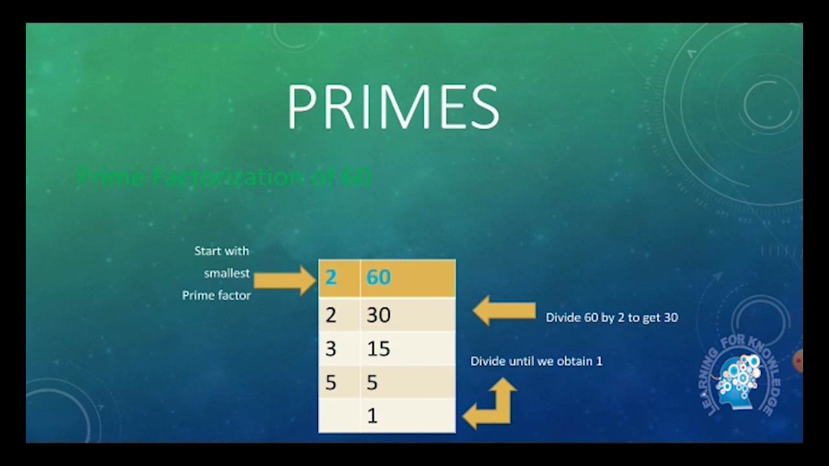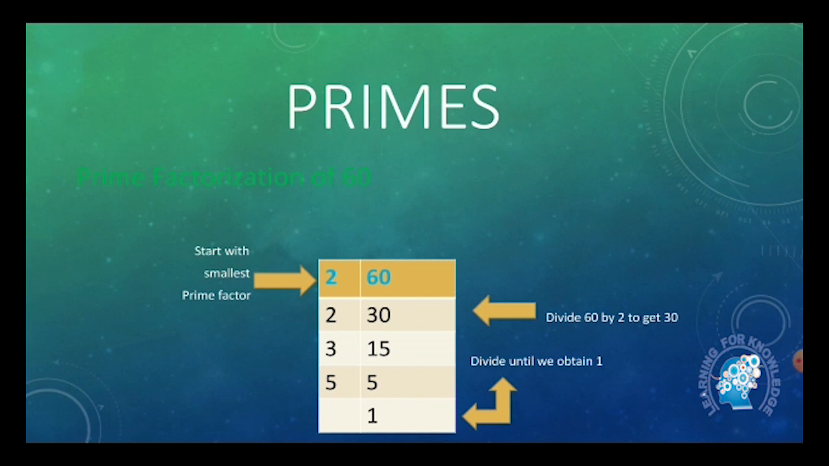Okay, so we divide 60 by 2 to get the next answer 30. Then when we divide 30 by 2, we will be left with 15. And as 15 can't be divided by 2, 15 can be divided by 3. So we divide 15 by 3 and then we get 5. And as 5 cannot be divided by 3, we will move on to the next prime number on the list, that is 5. And as 5 can be divided by 5, we will have 1 remaining.